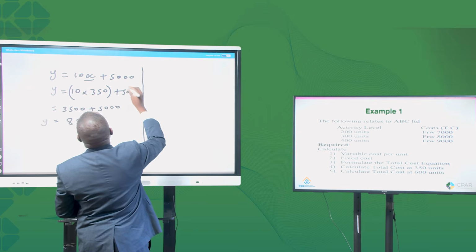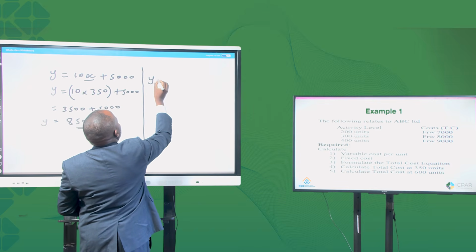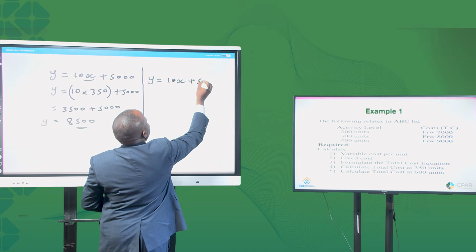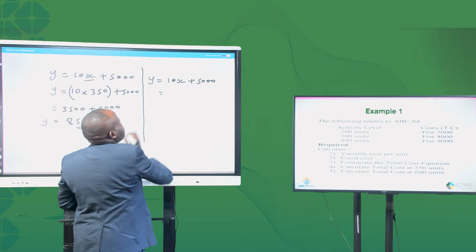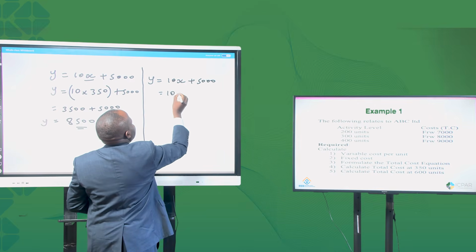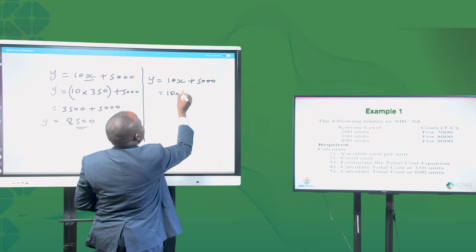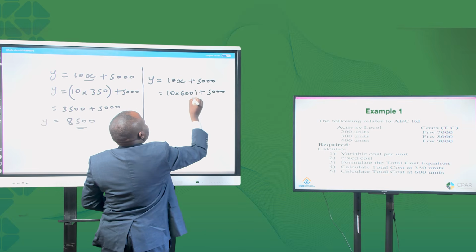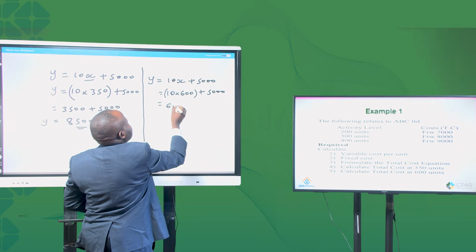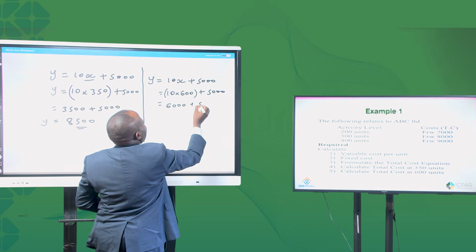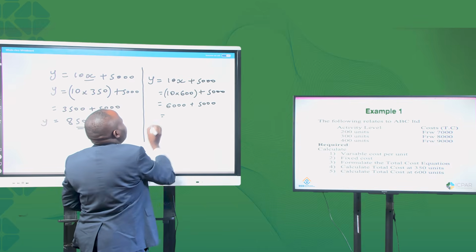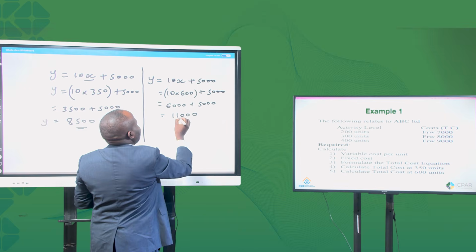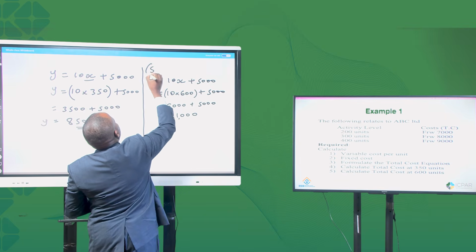So when producing 600 units, we will go back to our equation. Y is equal to 10x plus 5,000. So in that case, we will have 10 times 600 plus 5,000. So this gives us 6,000 plus 5,000. So when you produce 600 units, you will incur a total cost of 11,000. Remember, this is requirement number 5.